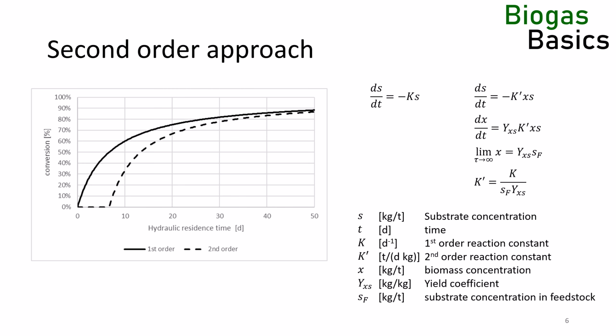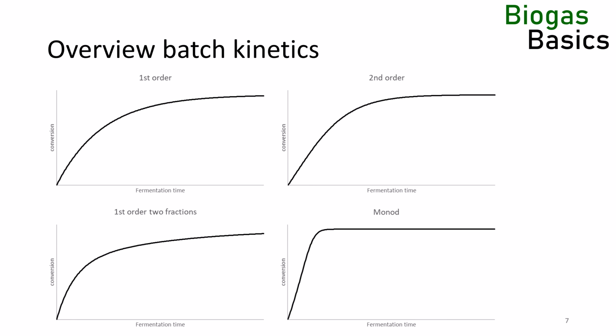Before I conclude, I would like to compare all kinetics that we have discussed so far. Here, I show the gas production curves in a batch experiment for all kinetics. The abscissa shows the time since the start of the fermentation, and the ordinate is the conversion factor, which is 1 minus substrate concentration divided by initial substrate concentration, or the biogas yield divided by the biogas potential.